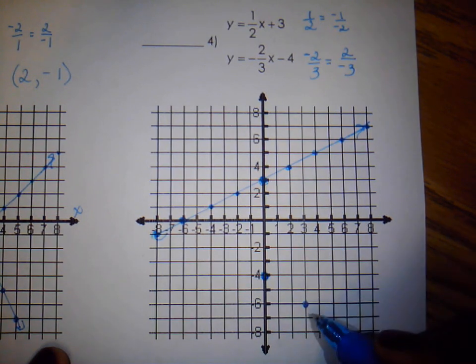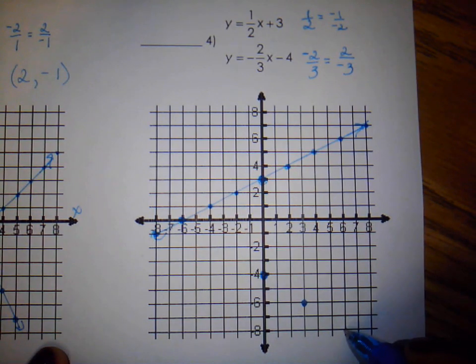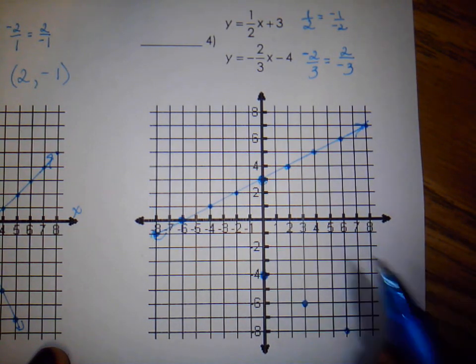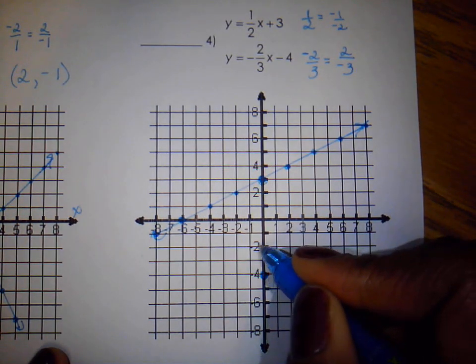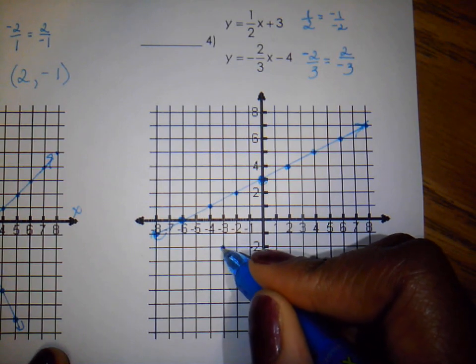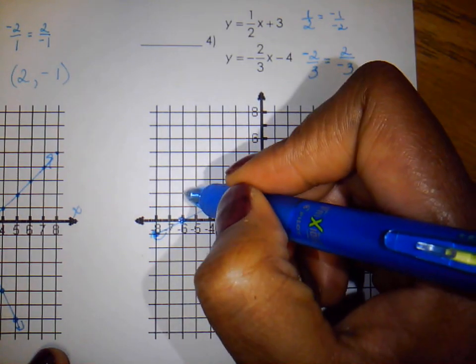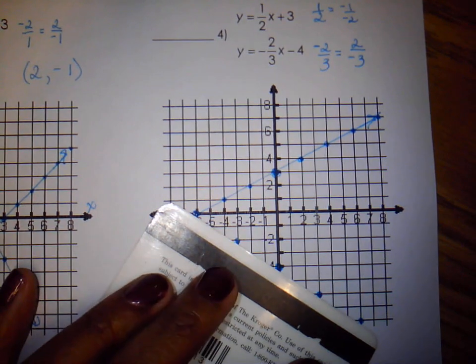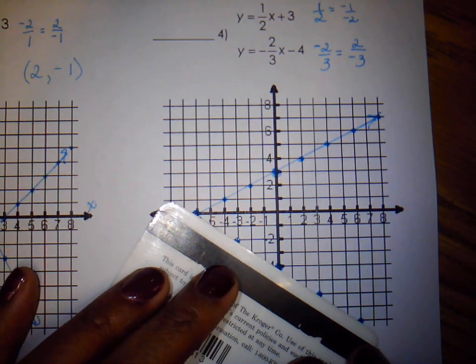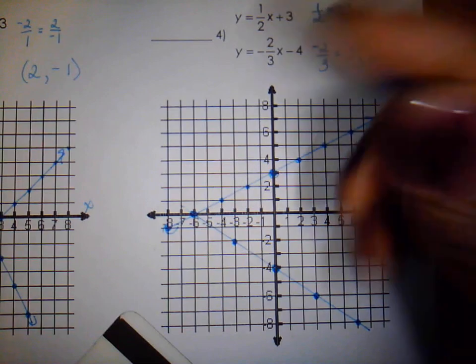Repeat the process. Marianne, you got this? Down 2 to the right 3. I can't go any further, so I'm going to come back to my starting point and flip the script, okay? And now I'm going to go up 2, but back 3. Up 2 and back 3. I can't go any further, can I? Connect my dots.